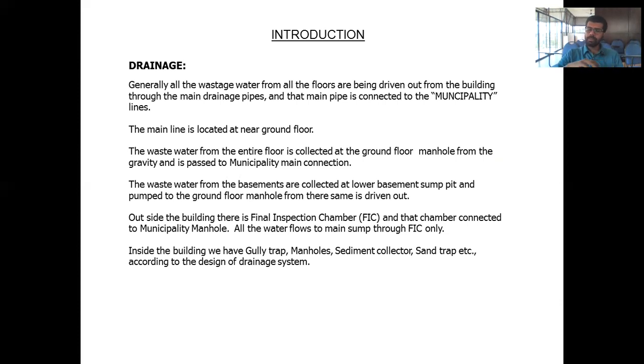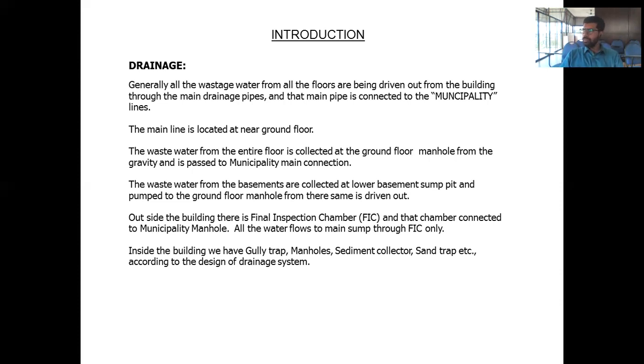There will be many branch pipes from individual floors, toilets and fixtures, and they will be connected to the main pipe. The main pipe will be connected to the municipality drainage, the main municipality lines.